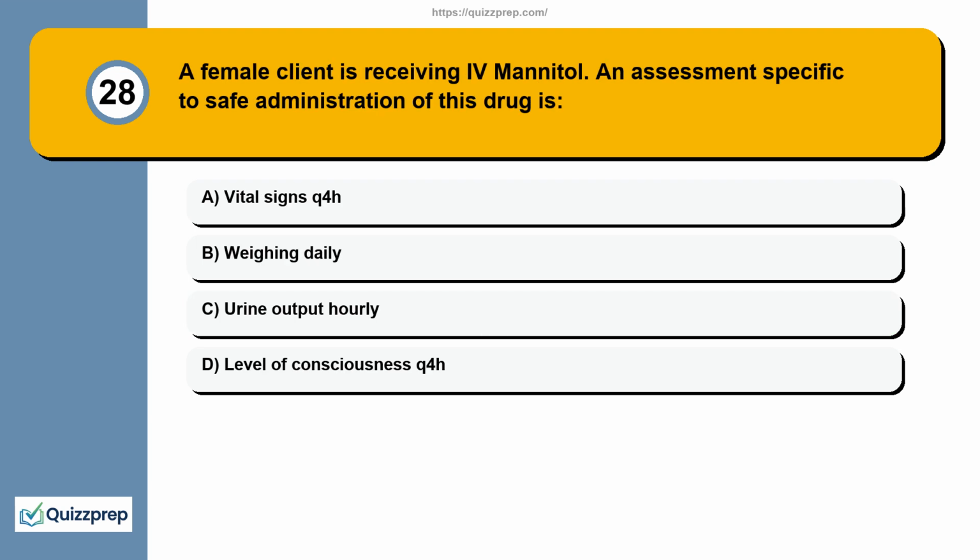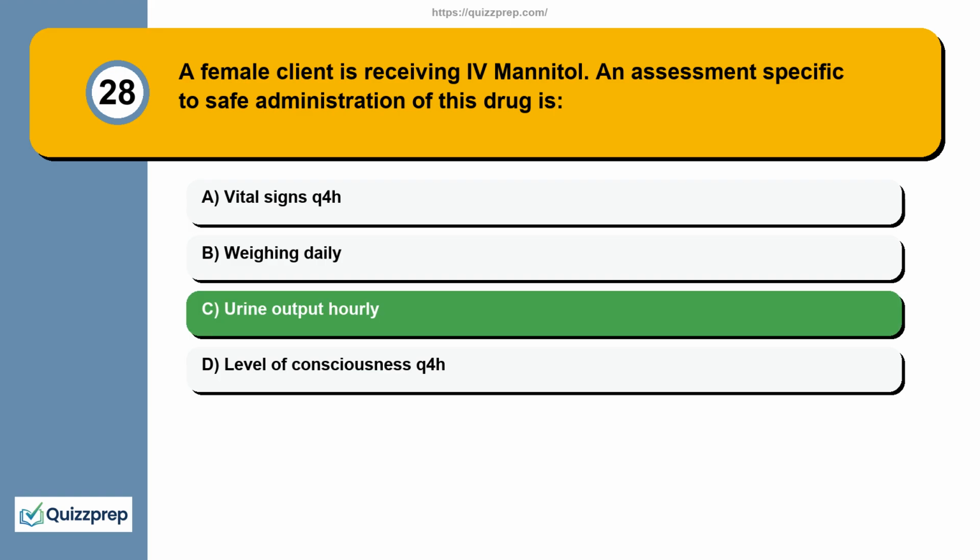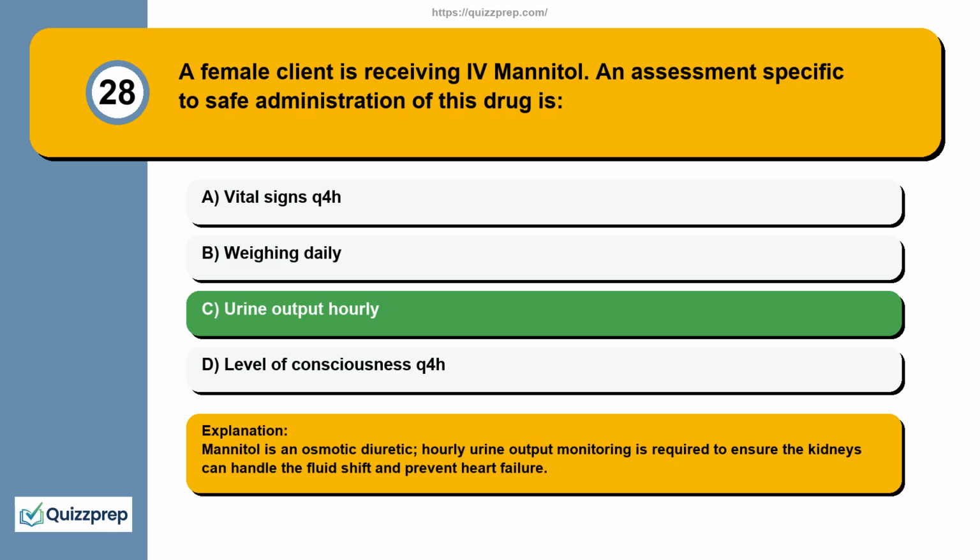Question 28. A female client is receiving mannitol. An assessment specific to safe administration of this drug is vital signs Q4H, weighing daily, urine output hourly, level of consciousness Q4H. Mannitol is an osmotic diuretic. Hourly urine output monitoring is required to ensure the kidneys can handle the fluid shift and prevent heart failure.